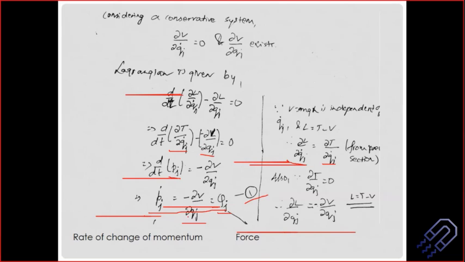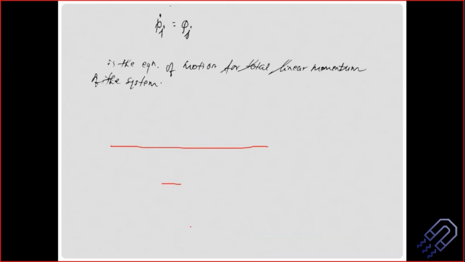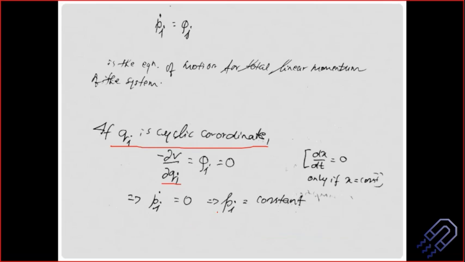So if we say that this particular Qj is cyclic, it does not appear in the Lagrangian, L is equal to T minus V. So if it does not appear in the Lagrangian, it does not appear in the potential energy also. This is any coordinate. It's not that the potential is independent of position. No, that's not true. But the thing is Qj does not appear. So if that particular coordinate does not appear, we say that Qj is equal to minus del V del Qj is equal to 0.